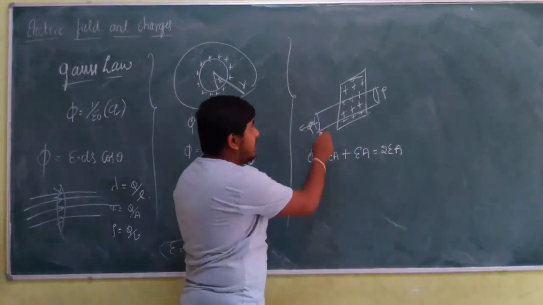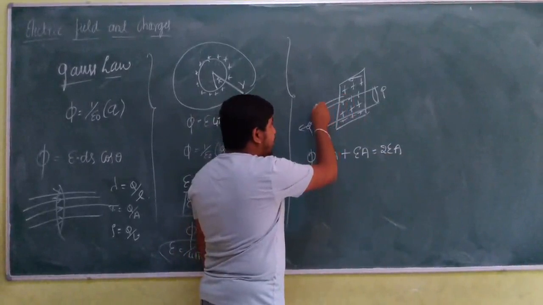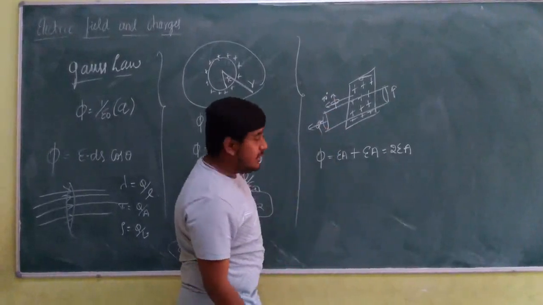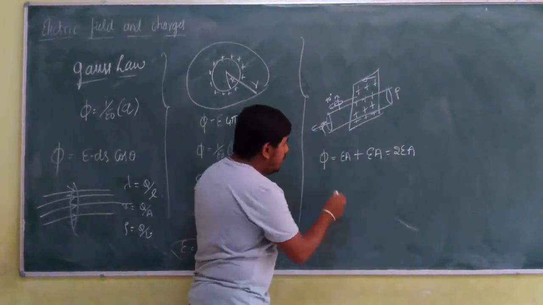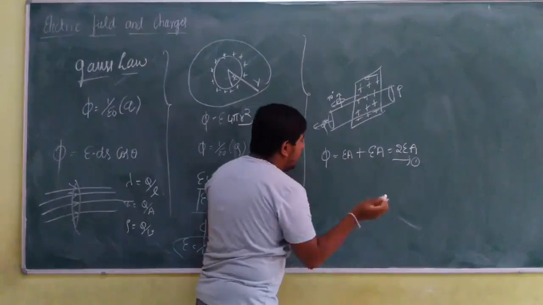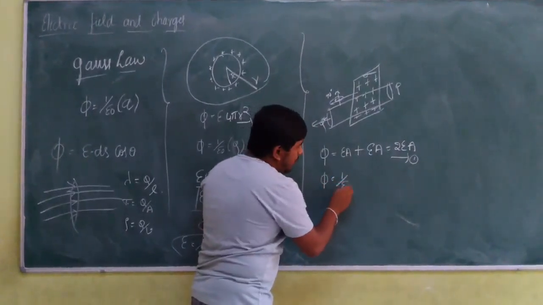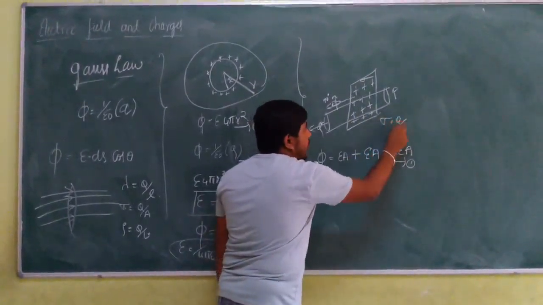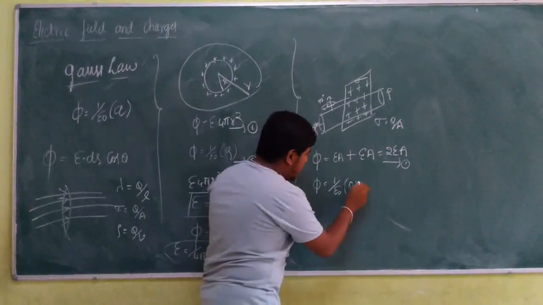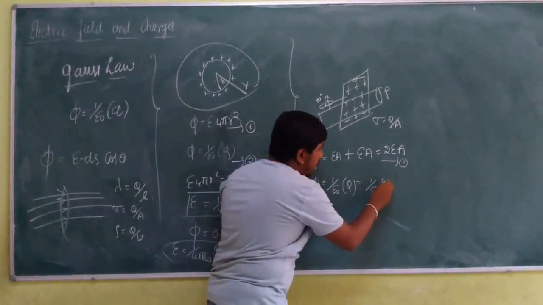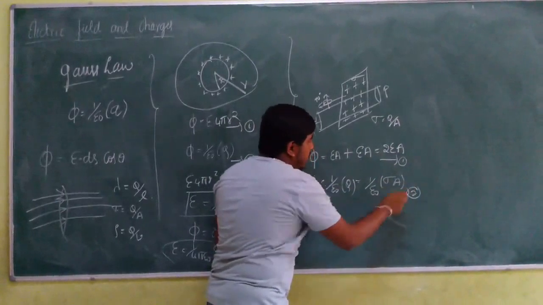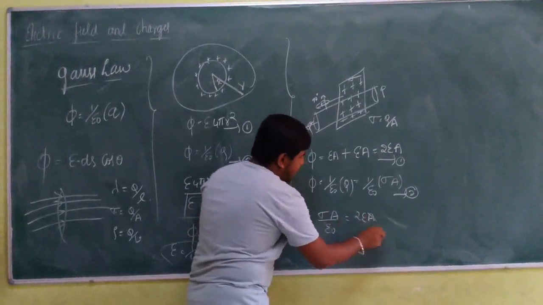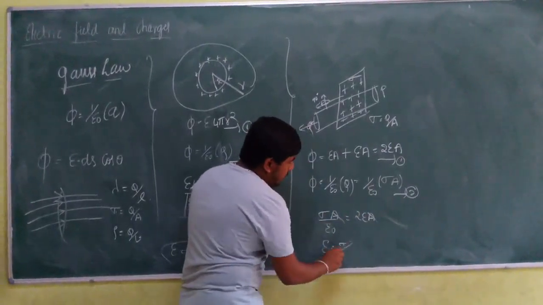We have to find the flux here also. But the direction of electric field is perpendicular to the direction of area here, so the flux will be 0 because the angle is 90 degrees. So total flux is 2EA, and according to Gauss law, flux is equal to 1 by epsilon naught times net charge enclosed. We know that surface charge density sigma is equal to Q by A, therefore Q is equal to sigma into A. What we get is 1 by epsilon naught into sigma A. On equating both fluxes, we get sigma into A by epsilon naught is equal to 2EA. A cancels, and we get E is equal to sigma by 2 epsilon naught.